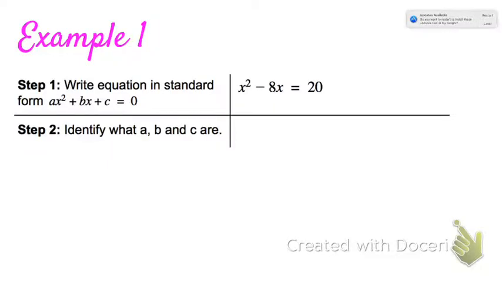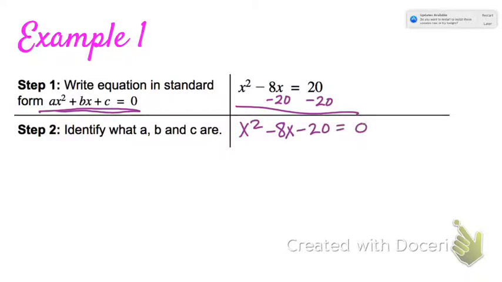All right, let's solve this one using the quadratic formula. In order to solve using the quadratic formula, you first need to put it in standard form. So I need to move this 20 over to the other side. As we see, this is standard form right here. So when I do that, I have x squared minus 8x minus 20 equals 0.